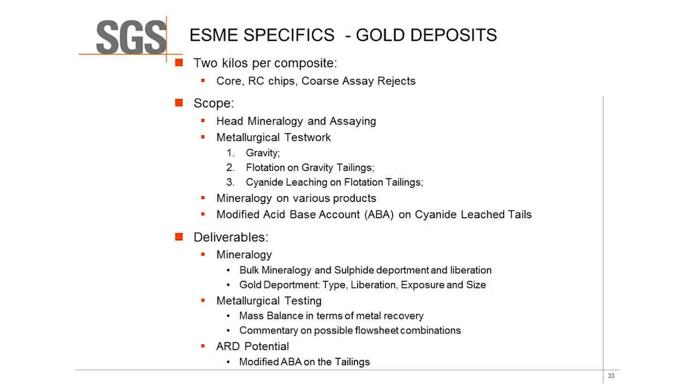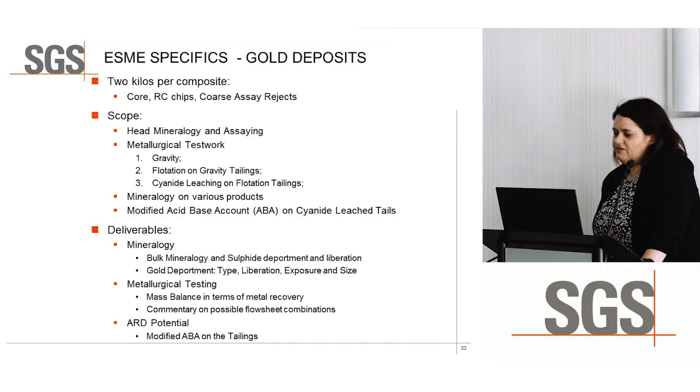We then take that flotation tail and leach it. So you get mineralogy on the various different products, and then on the leached tail we do a modified ABA. So the deliverables you'll get, as I mentioned, are the bulk mineralogy, sulfide deportment and liberation.